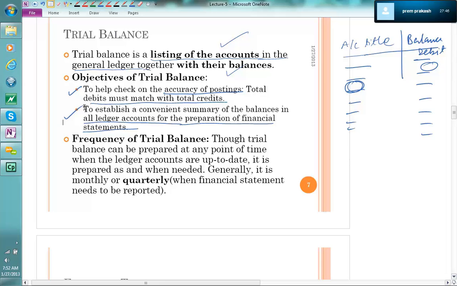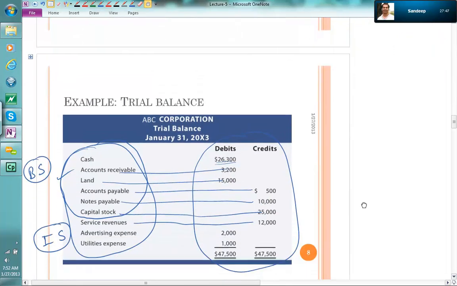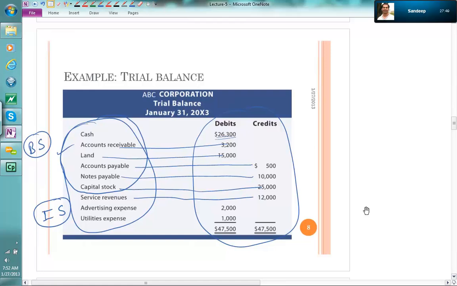Okay ji, any doubt in the basic understanding of trial balance? Sandeep, Gunjan? No.